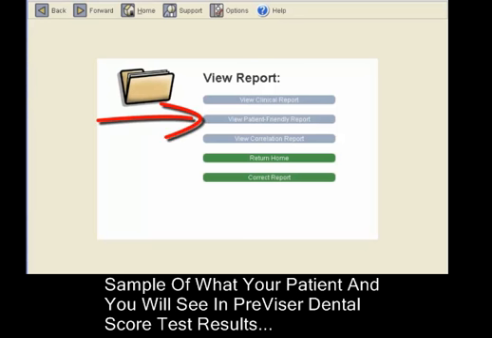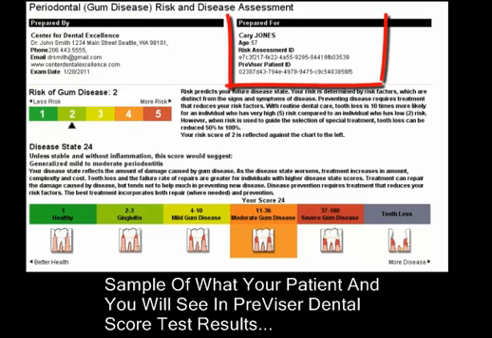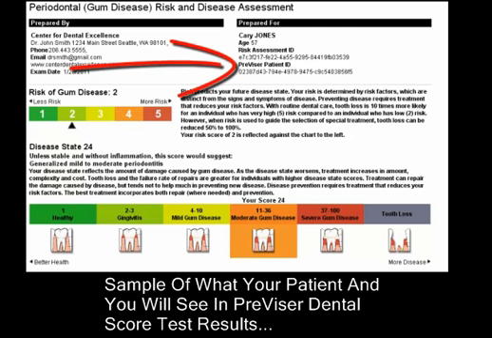Just single-click on the View Patient-Friendly Report, and the report will launch in a browser window. Starting at the top left, the practice information that you entered on the Options page of PreViser is shown. To the right, the patient information is indicated. It's important to remember that this report is completely individualized to the patient, and the clinical and historic information on the patient you entered has been used to produce the scores and the recommendations. Note that the patient has a PreViser ID number.